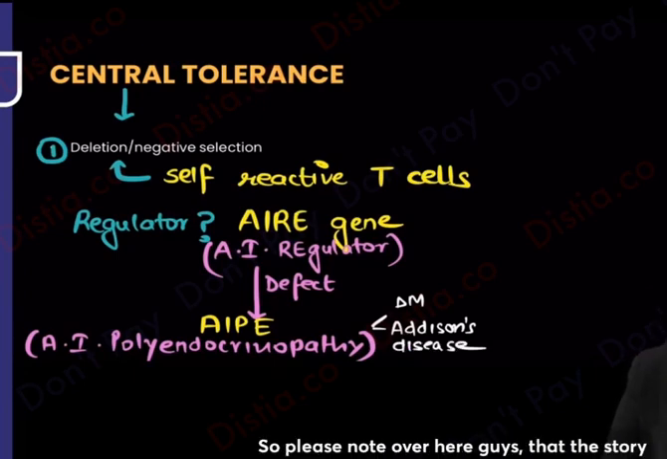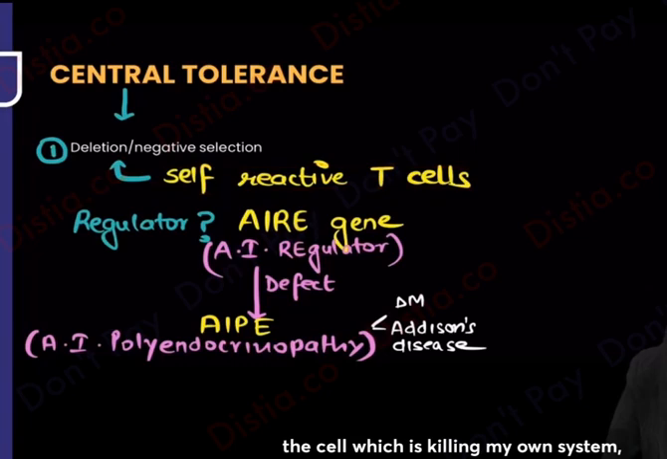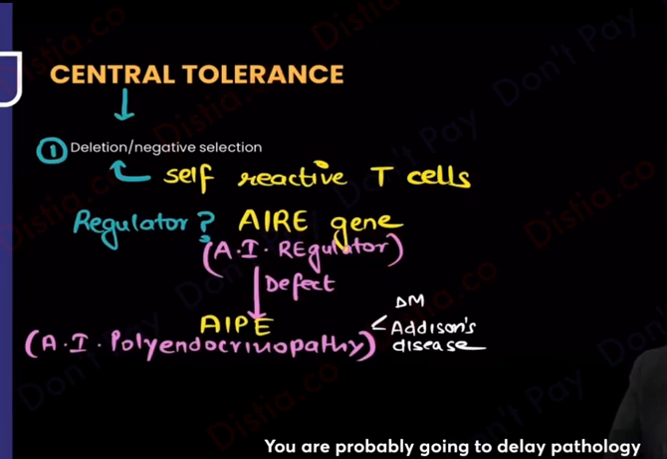So please note over here, guys, that the story was that whichever is the naughty T cell, the T cell which is killing my own system, there is going to be a teacher called AIRE who's going to chuck all these T cells out, who are going to delete them. But what if the school teacher is on leave? What if I stop recording these videos? You are probably going to delay pathology and microbiology for as long as possible and not study.